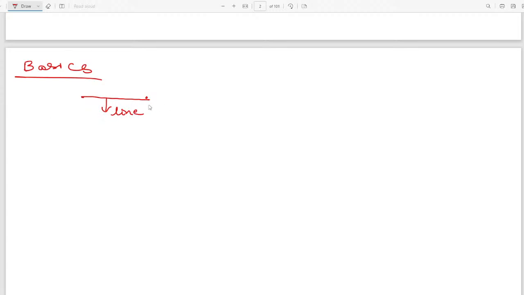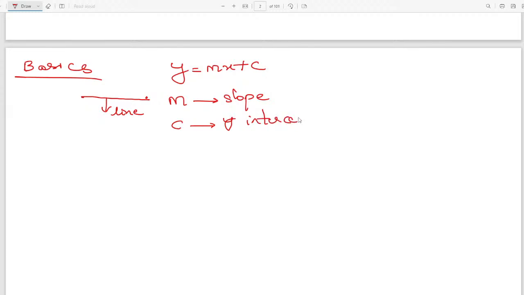The equation of a line is given by y = mx + c, where m is the slope and c is the y-intercept. So what is this m and c? If this is an xy quadrant and a line is like this, the y-intercept is c here, and the slope of the line is given by m. So this is the equation of the line.